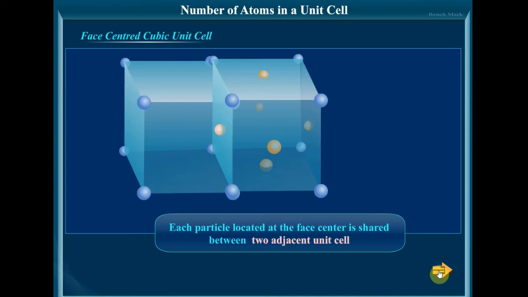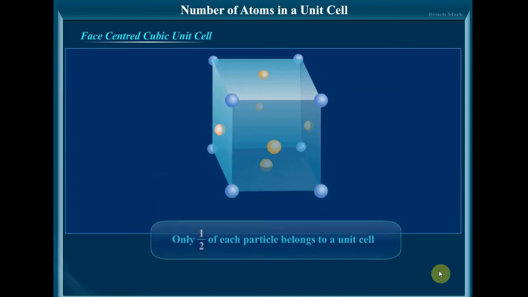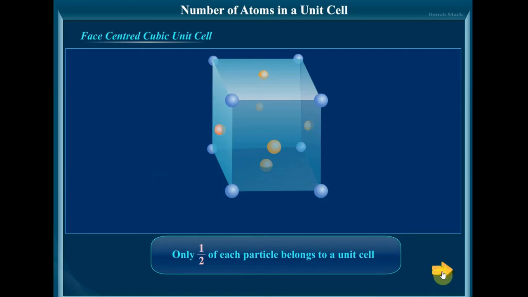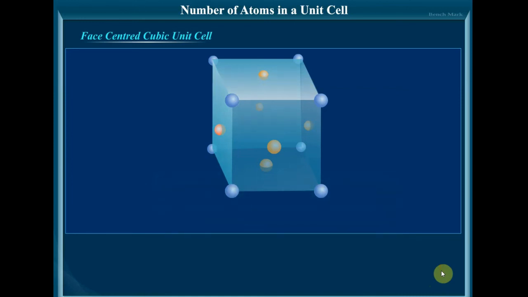Here 2 unit cells are shown. And the one particle at the center, the face center, each particle located at the face center is shared between 2 unit cells. Yes or no? The particles at the faces will be shared by 2 unit cells, whether it is above, on the side or anywhere, it will be shared by 2 unit cells. So its contribution, as I told you earlier, is 1 by 2 to a particular unit cell. So only 1 by 2 of each particle will belong to a unit cell.